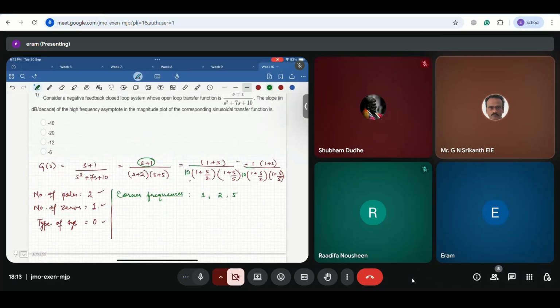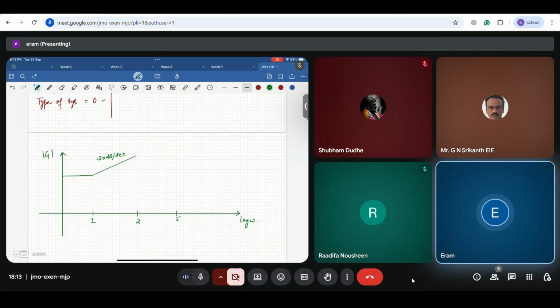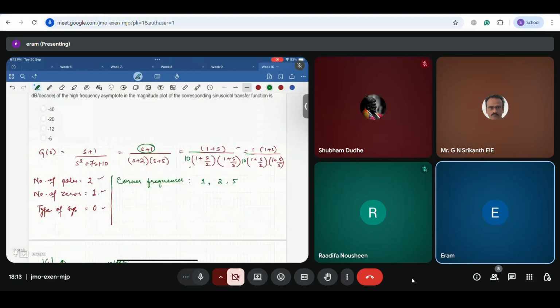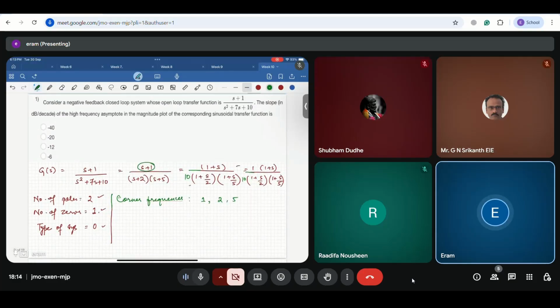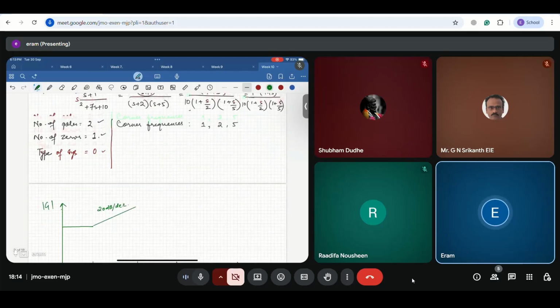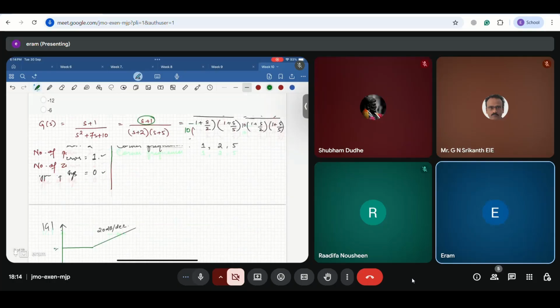Sorry, 20 log of 0.1. No, we are not actually drawing exactly the magnitude. We are just sketching the asymptotes, just to know what will be the high frequency asymptote and what will be the slope of the high frequency asymptote. If you want to actually plot the magnitude plot, you can calculate the frequency and mark the magnitude, whatever it is, at 1, 2, 5, at any frequency if you want.